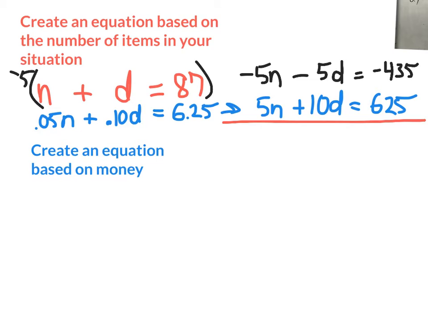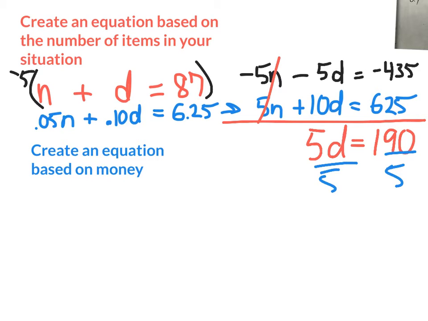So the 5N's, they eliminate. The negative 5D and the positive 10D, that gives you positive 5D, equals 625 take away 435. On a calculator that gives me 190. So I have that simple one-step equation that says 5D equals 190. All I have to do is what? Divide by 5, divide by 5. Of course, the calculator's nice. 190 divided by 5 on a calculator is 38.